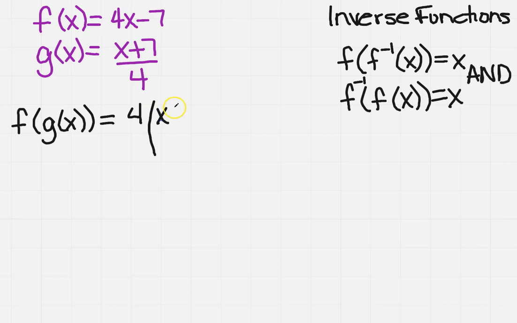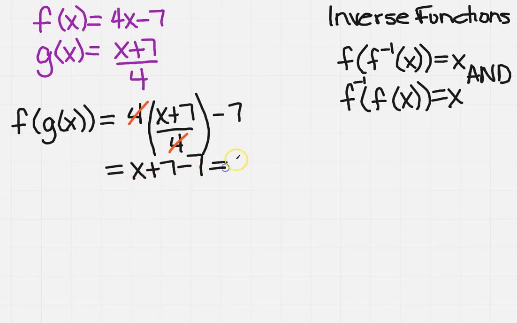So that's going to be (x plus 7) over 4, minus 7. And I remember that anything over itself is 1, so the 4's are going to cancel. So then I'm going to be left with x plus 7 minus 7, which is simply x. So far, so good. Now, we'll do it the other way.